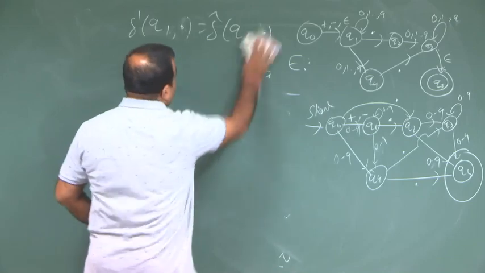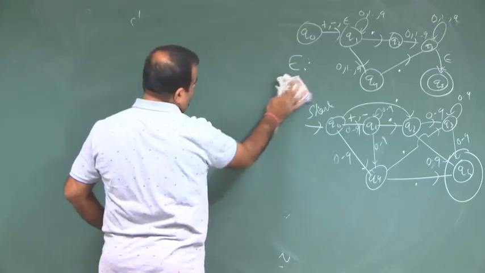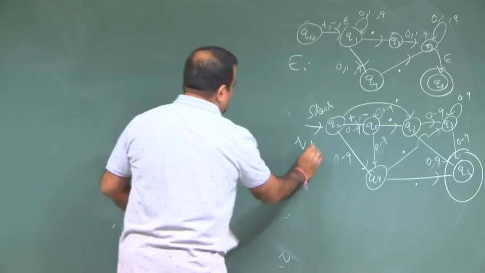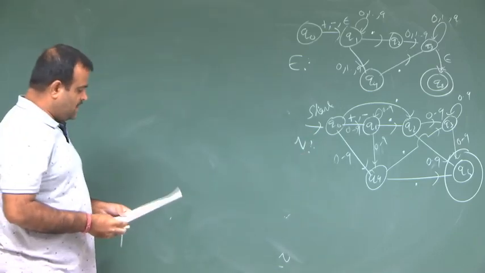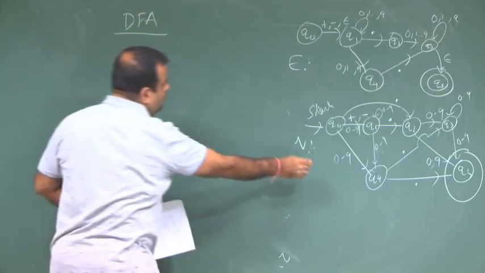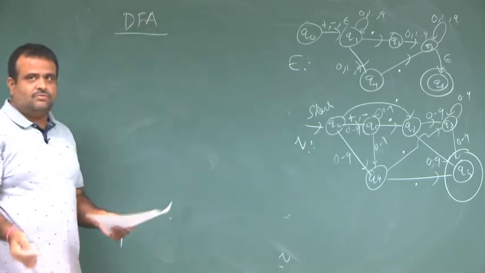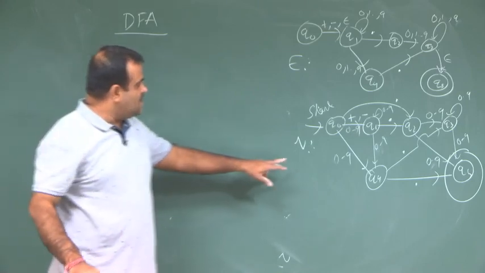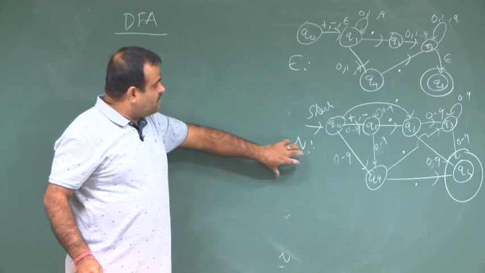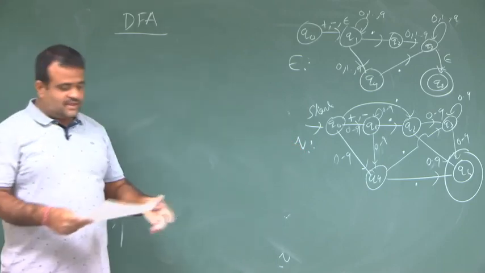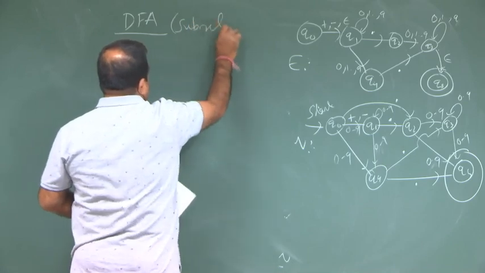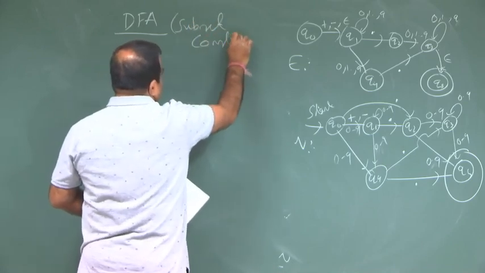So this is epsilon NFA, this is our NFA. Now what will be the corresponding DFA? We will do it from here, not directly. There is a method to do that directly, which we will discuss in the next class, but for now we convert epsilon NFA to NFA and from the NFA to the DFA by subset construction. We have seen this before.